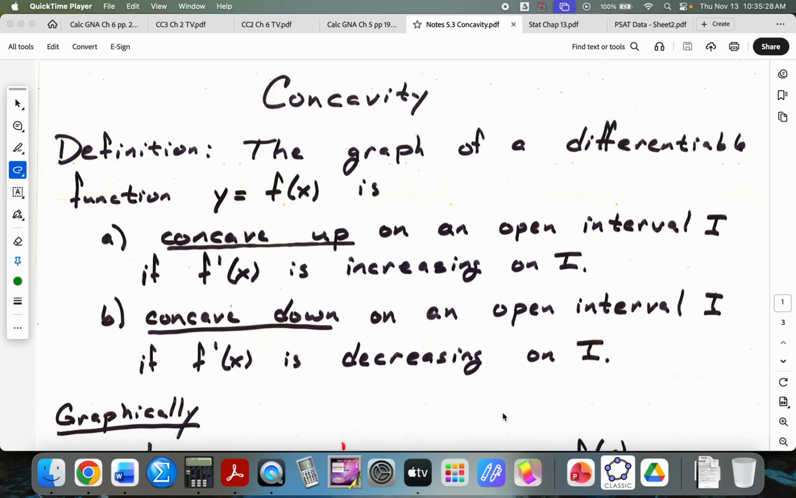So we're still in section 5.3. We're finally finishing it up though. Today we're going to talk about concavity. Did you talk about concavity last year?